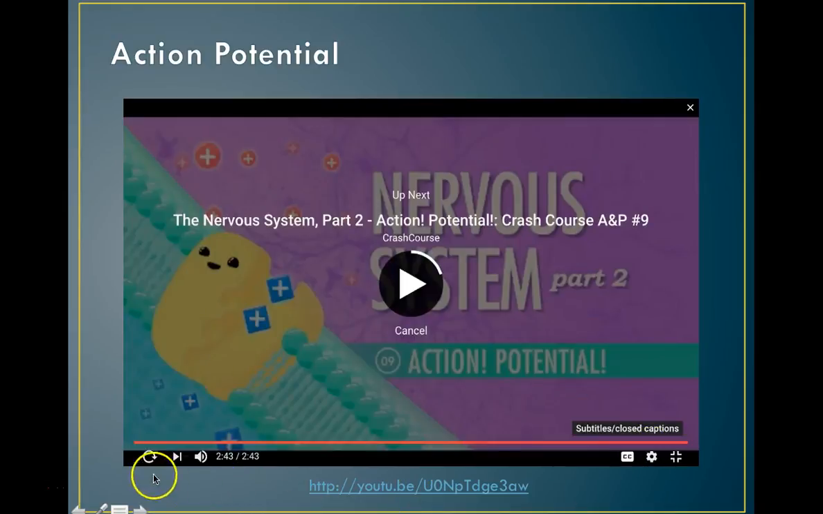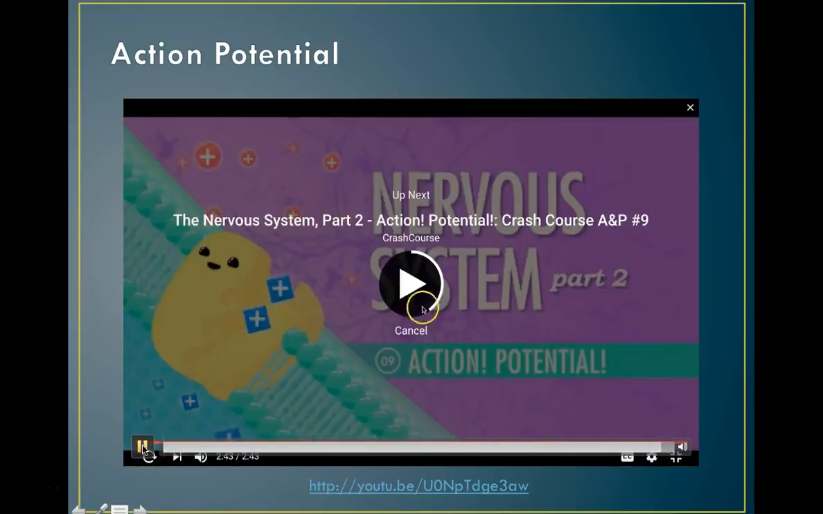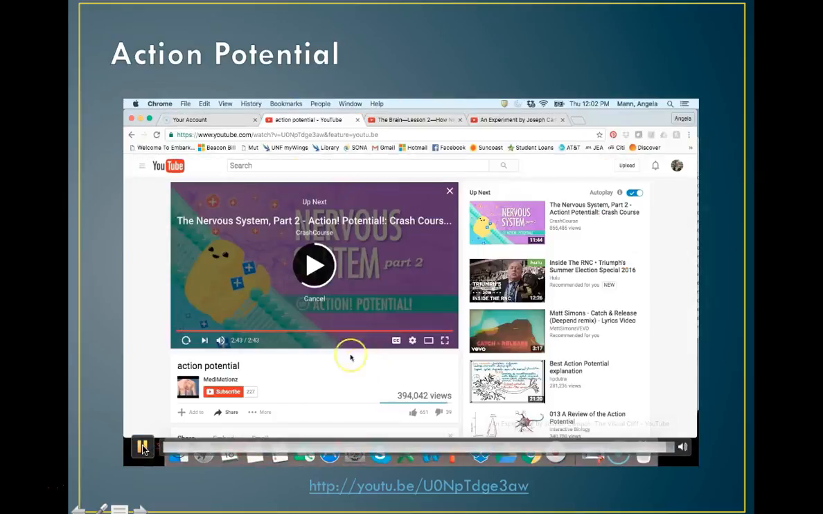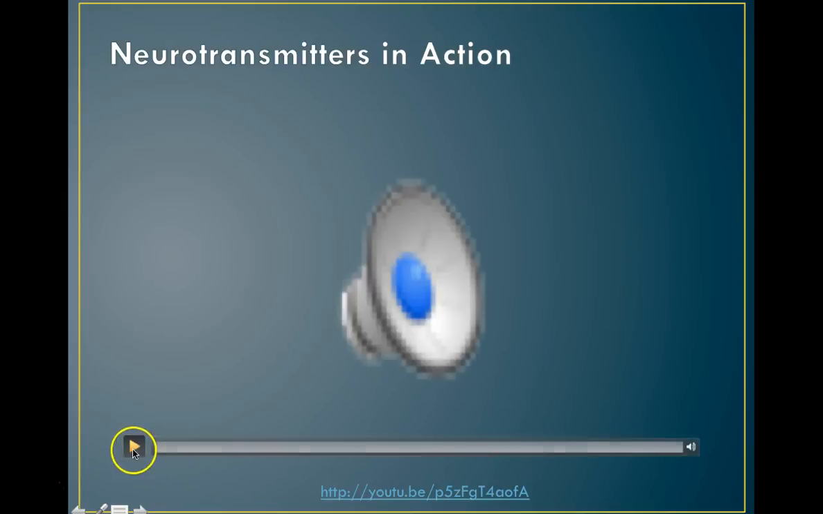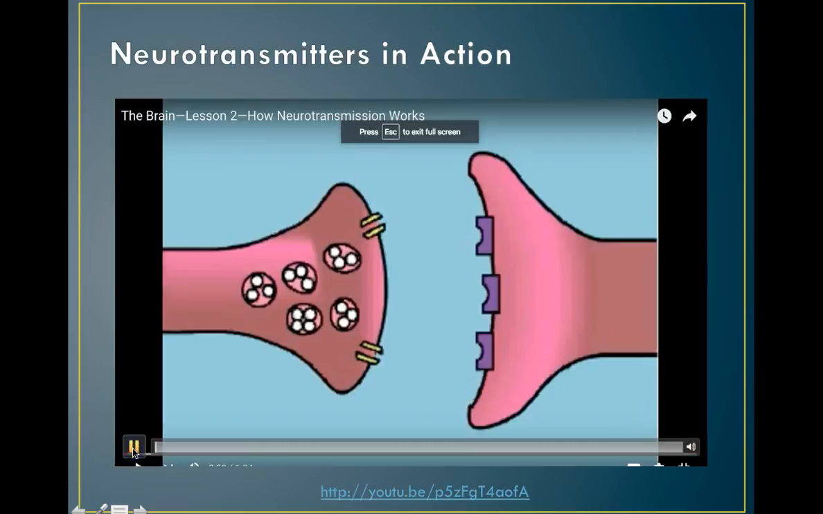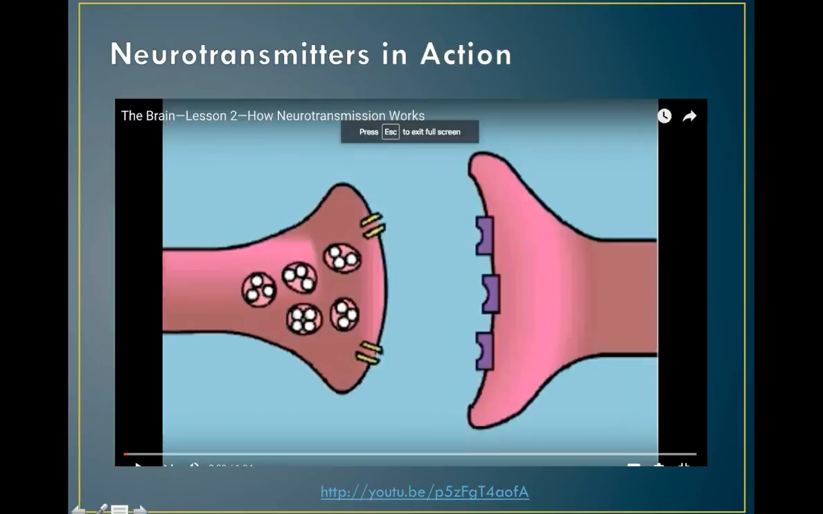All right, so you get a pretty good sense of the action potential process and what that looks like. And now what we're going to do is switch gears. You've seen how the action potential travels down the neuron. Now we're going to look at how these neurotransmitters are released across the synapse to communicate these messages between neurons. Take a look at this video on how neurotransmitters work.